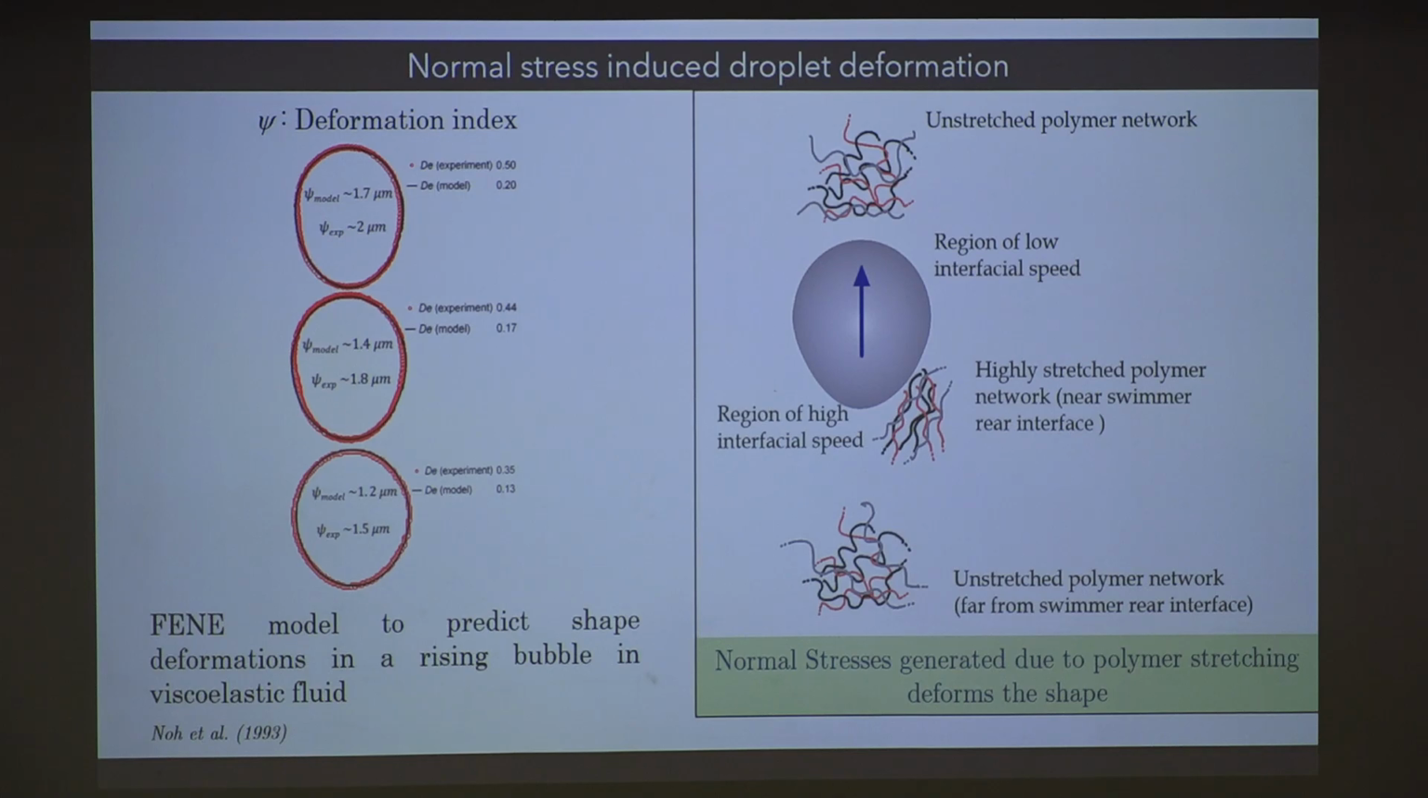So with the help of my colleague at IIT Kanpur, Dr. Naveen Tiwari, we tweaked the model to make it suitable to our system, and we found a very reasonable match between the deformation predicted by the model and our experimental observations. That confirmed that the stretching of the polymer chains of the droplet is actually responsible for its deformation.